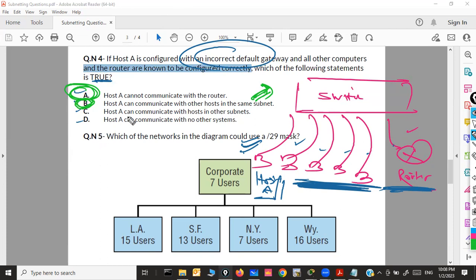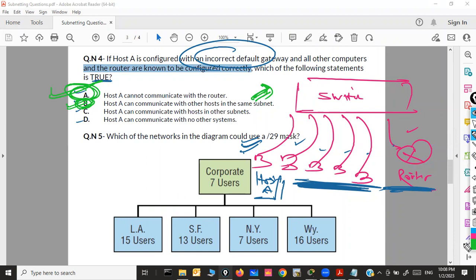A, B, or do you have a different option to choose from? Because the third option is host A can communicate with hosts in other subnets, and D is host A can communicate with no other systems. And option number A is host A cannot communicate with the router. B is host A can communicate with other hosts in the subnet. So what is your take? A, B, C, D? A, I think. Okay, so you also want to go with A. So 2:1: two votes given to A and one to B. Now let me explain the question.